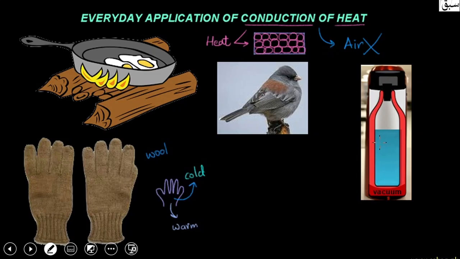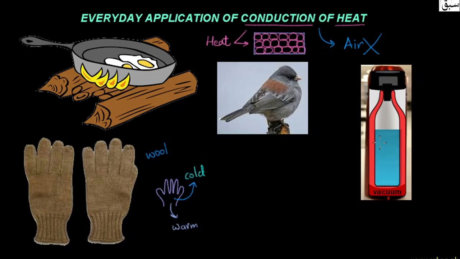Everyday applications of conduction of heat. These are some examples of conduction of heat. The first one is frying of eggs. The way we cook our things, literally every time, depends on the process of conduction, because we have an open source of fire and then we put a utensil on it, and then it conducts heat, and that's why our food basically gets cooked.